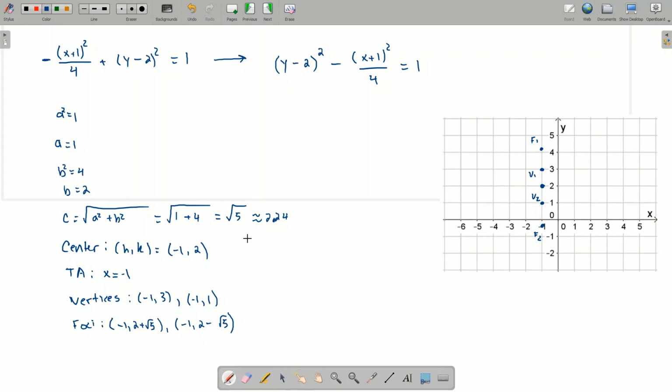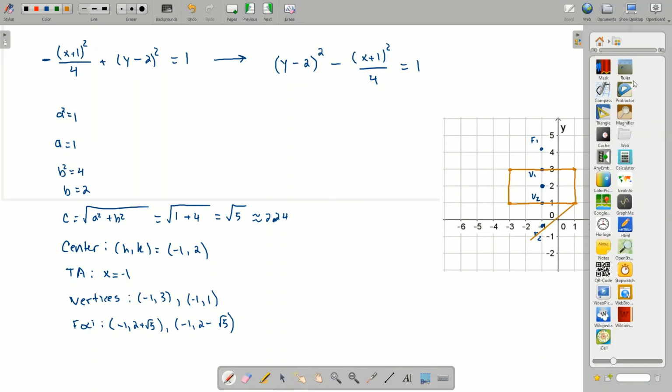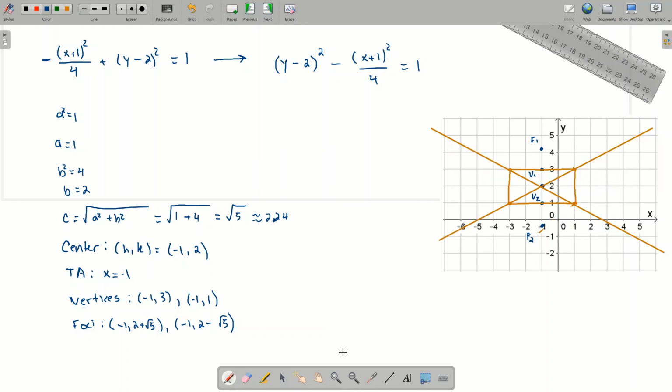Okay, so before we do the asymptotes, I usually like to graph it. In order to graph it, we're going to put in the box. We start at the vertices, and this distance is 2a. We need to go horizontally b units, so 2 units to the right, 2 units to the left, at each vertex. Draw in your rectangle, and then get a straight edge and draw in your asymptotes. Okay, so now we can connect the points, or make the graph approach the asymptote, I should say. And there we have it.